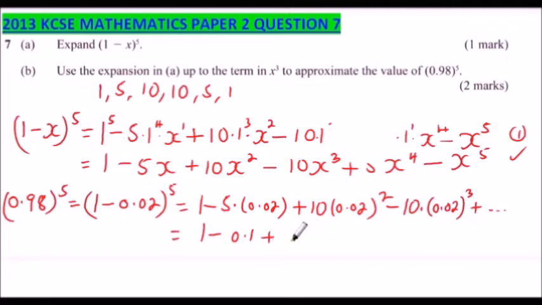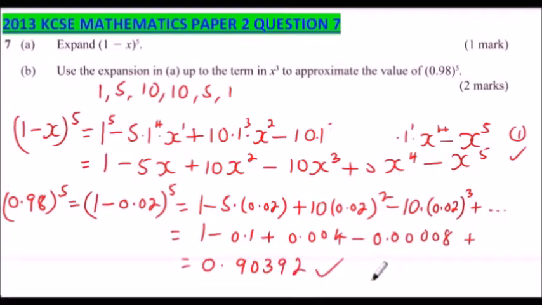Then we have plus, this will give you 0.04. That is when you multiply 10 times 0.02 squared. Then we have minus, this one will give you 0.0008 plus. So when you compute that, use your calculator, you'll be able to get 0.90392. So that is the correct answer, and you'll be able to get 2 marks for that.